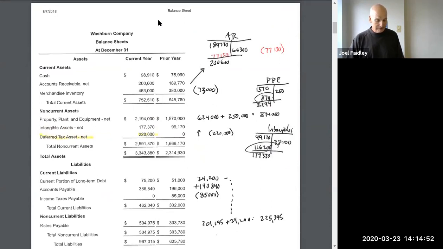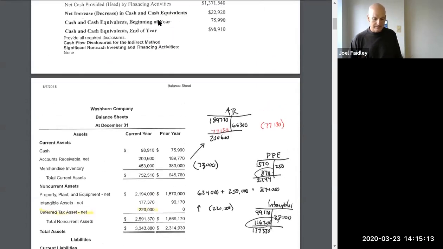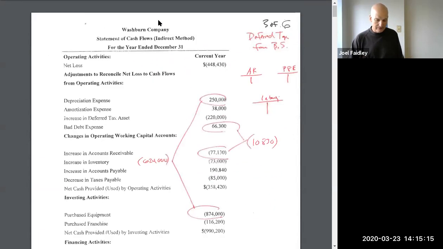$220,000. Current year, $220,000. Last year it was $0. So this is an asset that has gone up. You debited deferred tax asset. So it's just like any asset. Any asset that goes up is a negative to cash. So we've got to take that $220,000 off of there and put it right there as a negative. All right, so now we are done with the income statement.